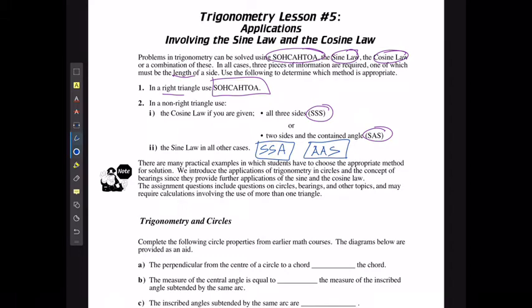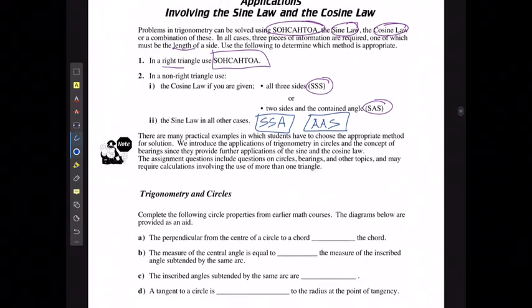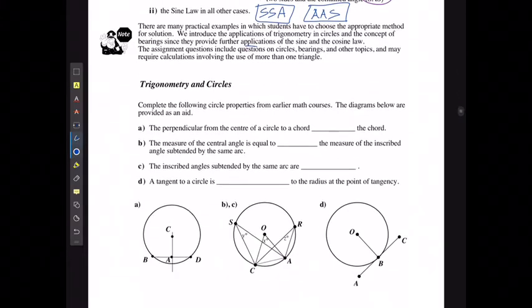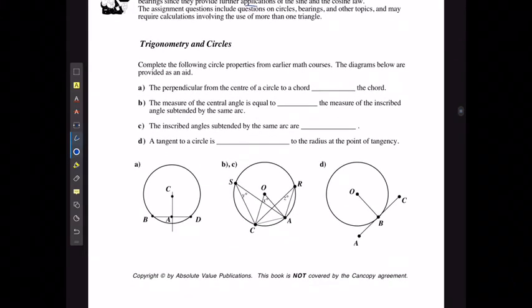There are many practical examples in which students have to choose the appropriate method for the solution. We introduce the applications of trigonometry and circles and the concept of bearing since they provide further application of the sine law and cosine law. So first, we're going to look at trigonometry and circles. Complete the following circle properties from earlier math courses. The diagrams are provided as an aid.